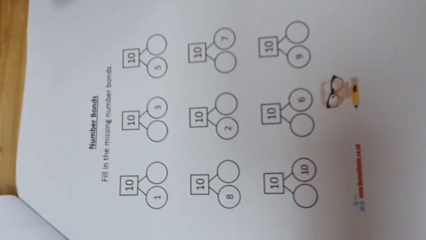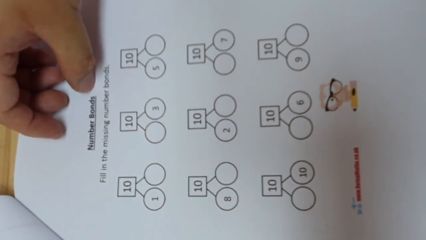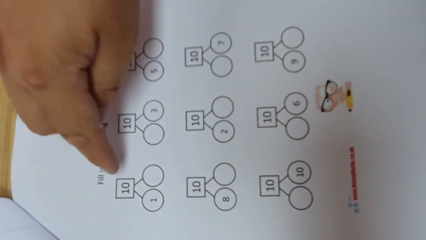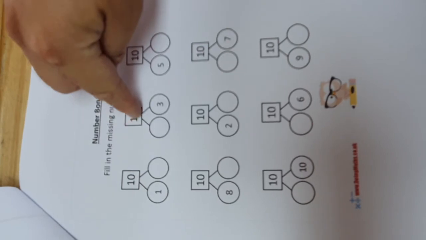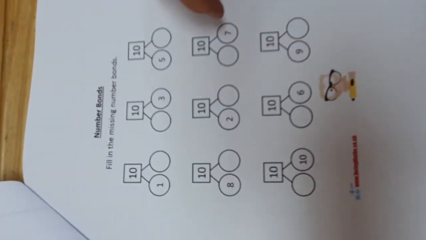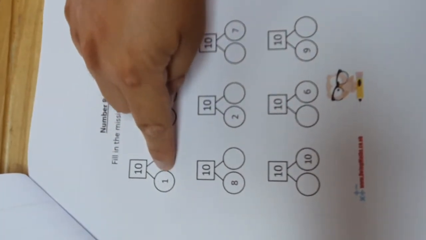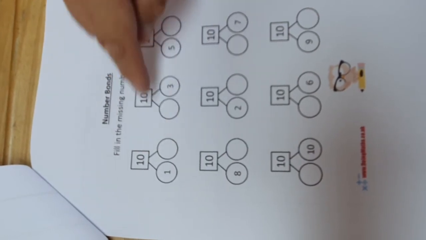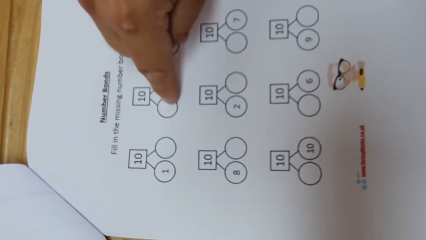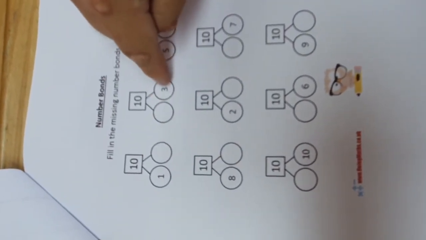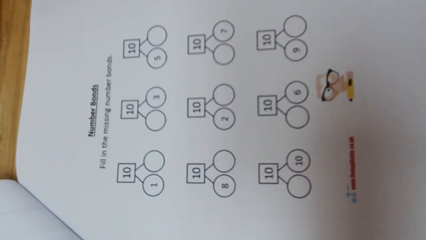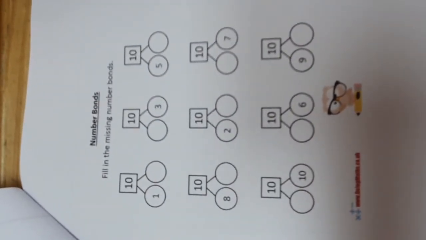And as a last worksheet, part number bonds, fill in the missing number. Okay? So the total, the whole is 10 on all of these. And one part is 1. Second part you need to fill in. One part, first part, you don't know. Second part is 3. So please do this exercise.